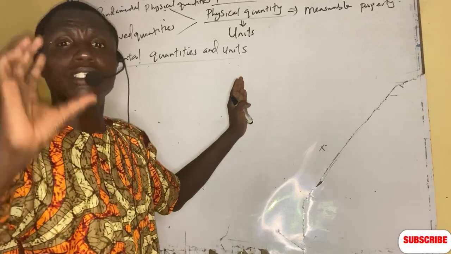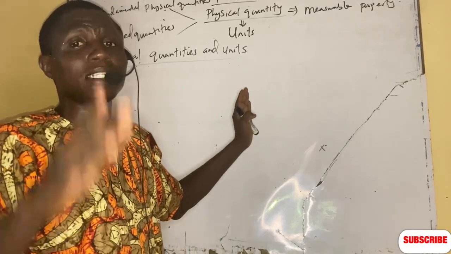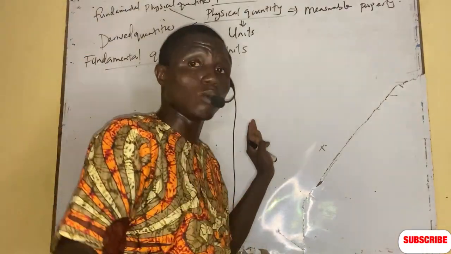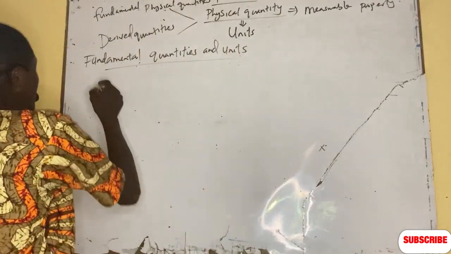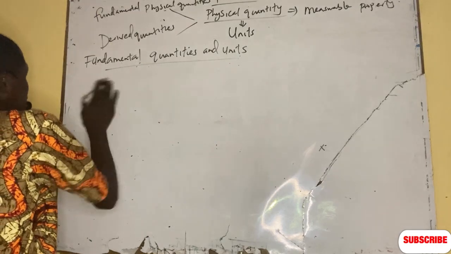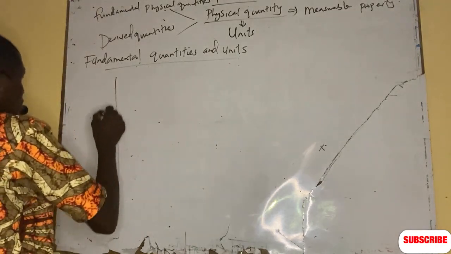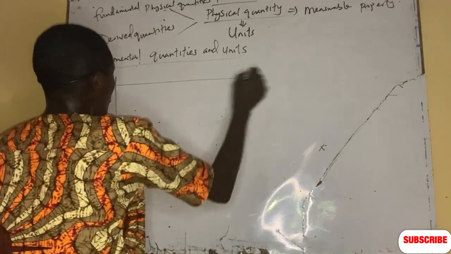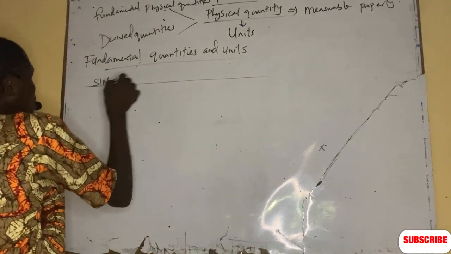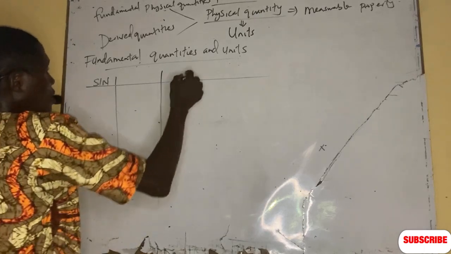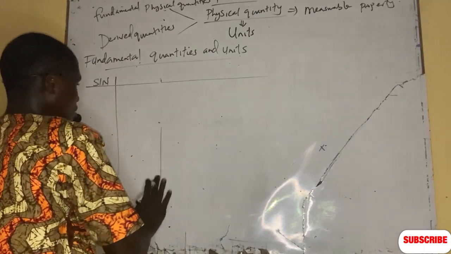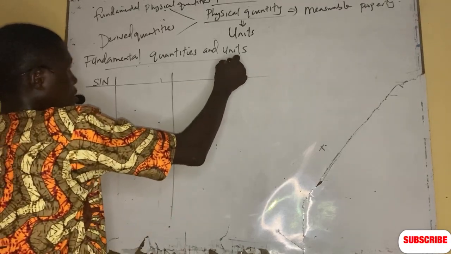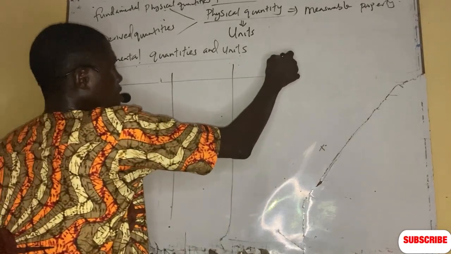And we have seven fundamental quantities in physics, which I give an acronym of MELTA. Now let's quickly write it out because of our time. We have the serial number, the physical quantity itself, which is under the fundamental physical quantity, the unit and the unit symbol.